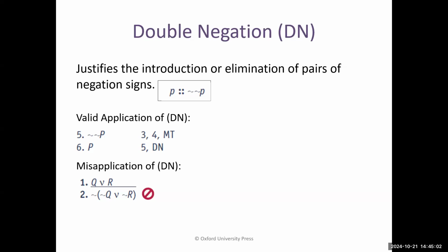If you want to apply double negation to line 1 and to that whole disjunction, then put parentheses around Q or R and say negation, negation, parentheses, Q or R, close parentheses. But you can't spread out the two negations across parentheses like this. That doesn't work.